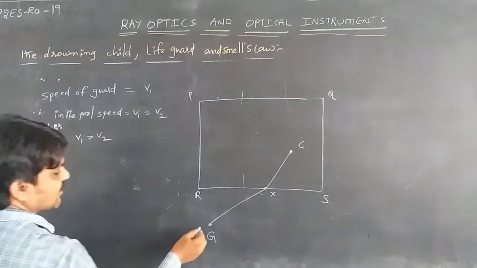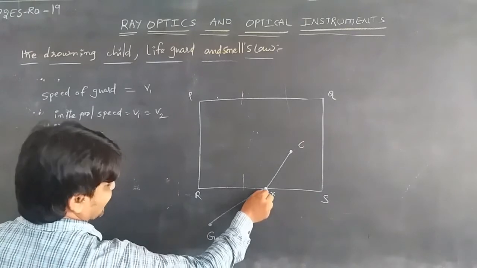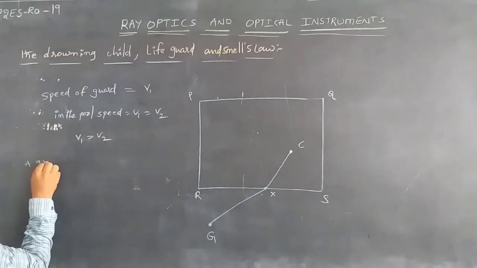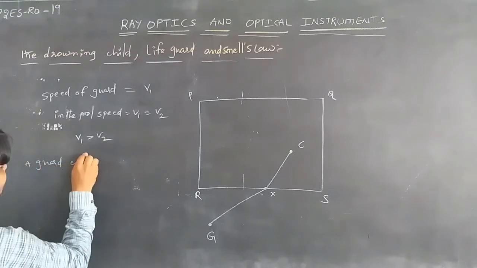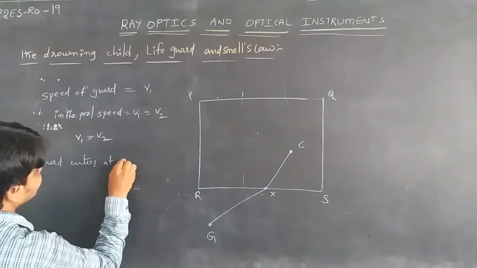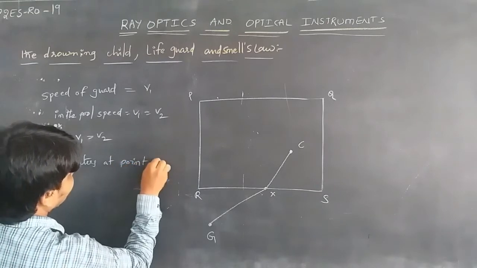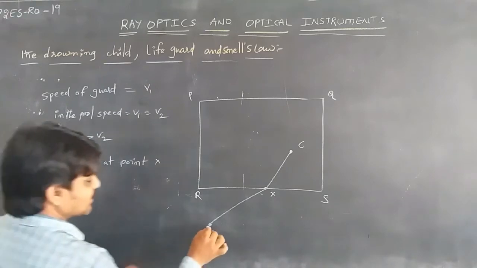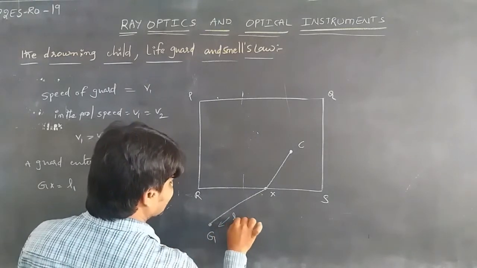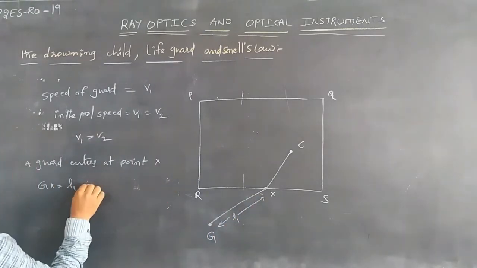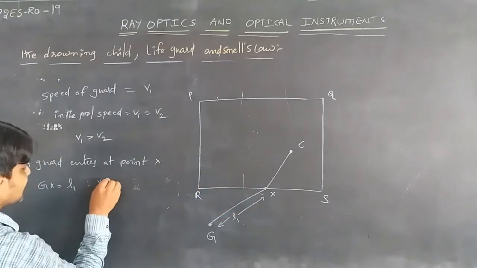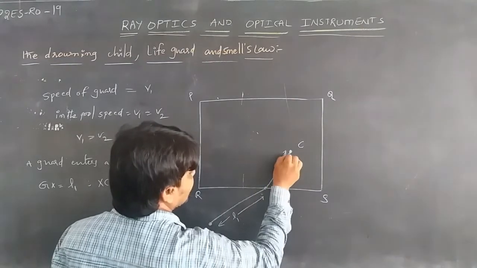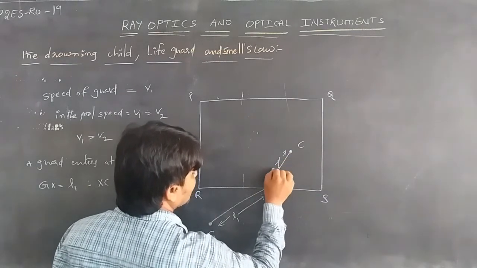When the guard enters at point X on the side of SR, then GX is equal to the length L1, meaning here the distance is taken as L1, and at the same time the distance XC is equal to L2.